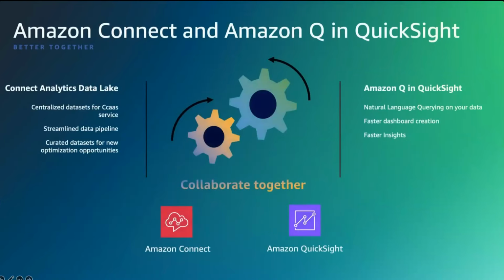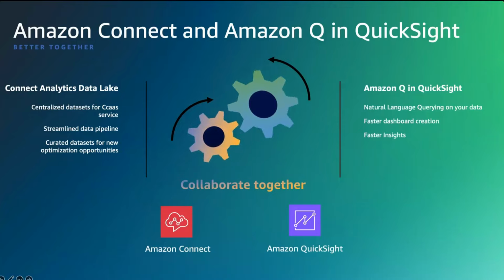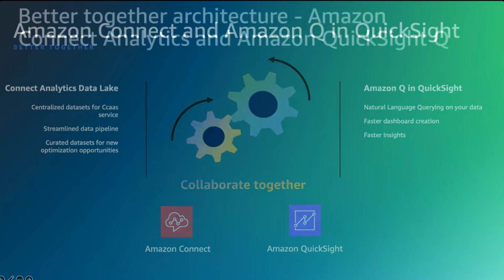So now, how can we combine these advanced features that are released in both technologies? How can we use this streamlined data pipeline that is curated and ready for analytics? And then how can we enrich that data with visualization quicker and faster? That's where Connect and QuickSight together come into the picture. And now we will see how this will modify the architecture we saw just a few minutes back.